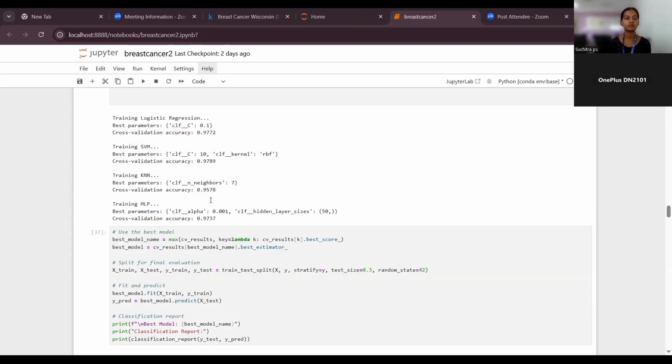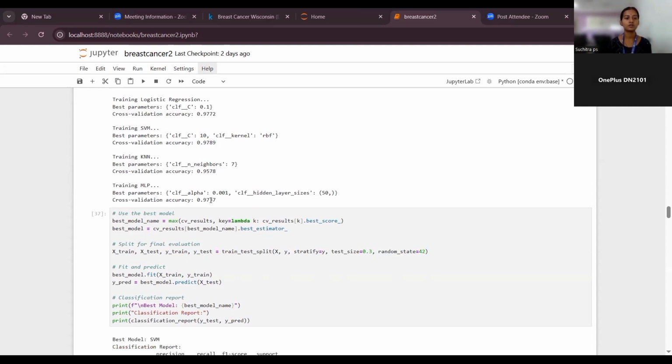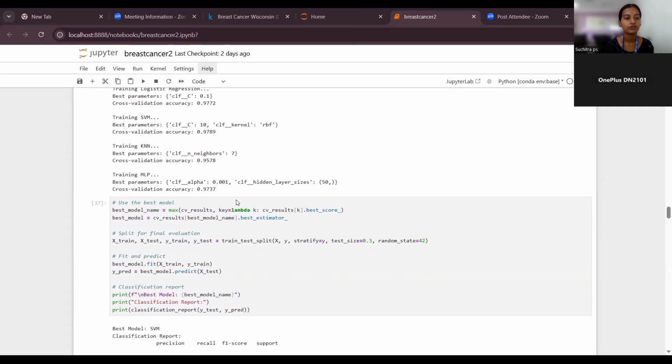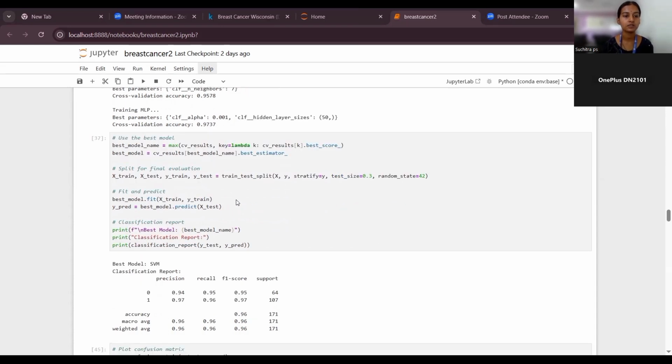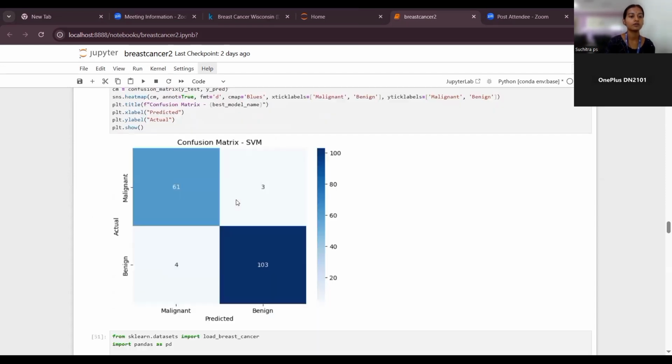Best parameter CLF C is 0.1, and the cross validation accuracy is 0.9772. For training SVM, the cross validation accuracy is 0.9789, and for KNN the cross validation accuracy is 0.9578, and then MLP is 0.9737. And we plotted the confusion matrix for SVM.